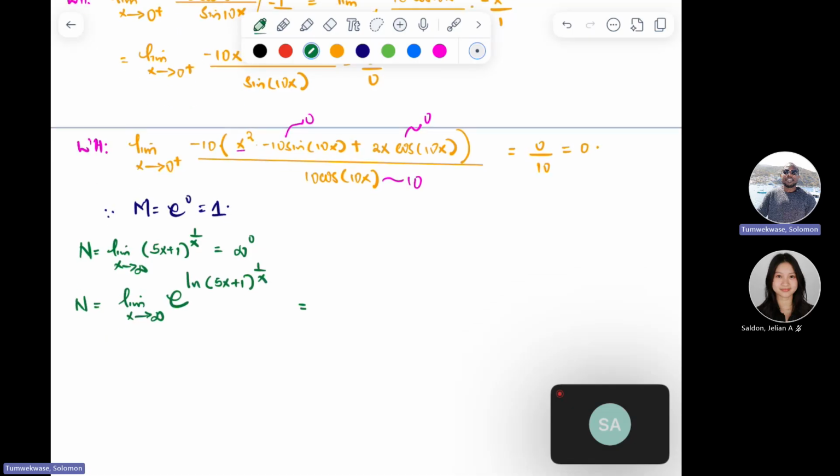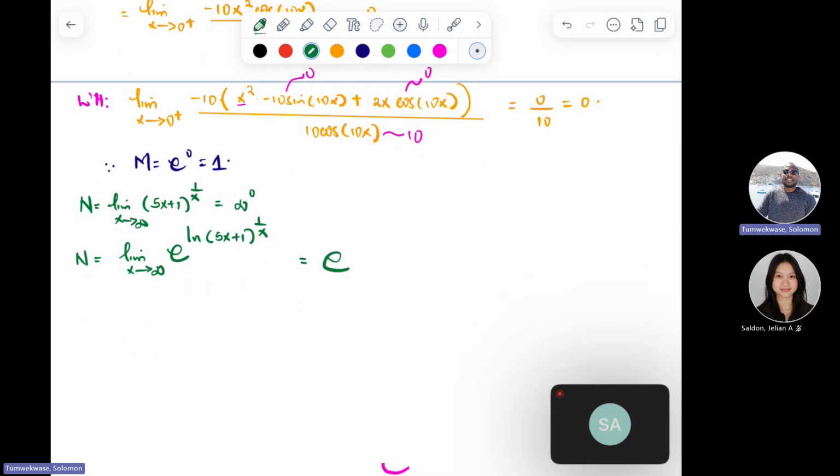When I take the natural log on top, this will be e to the limit as x approaches infinity of natural log. Remember, this 1 over x can come down here. So this will be natural log of 5x plus 1, then divide by x. I hope that is fine. If this guy comes here, then I have this times 1 over x. So that is why the x is coming down here.